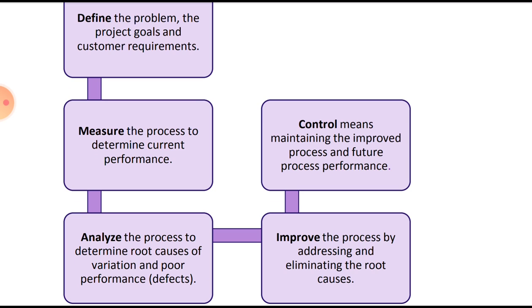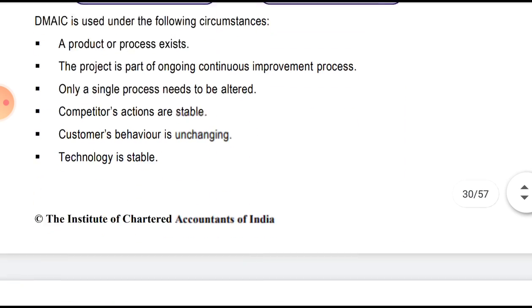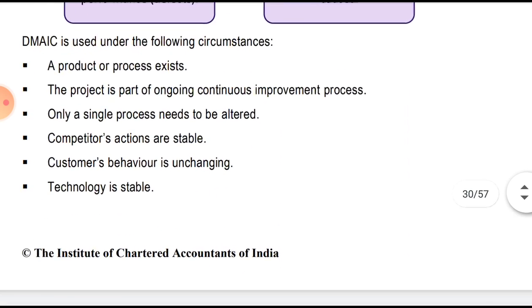Then improve the process, addressing and eliminating the root cause which we had analyzed, by process improvement. And then control, maintaining the improved processes. The improved process which we have developed should be maintained, and future process performance should be controlled. Then DMAIC is used under the following circumstances.